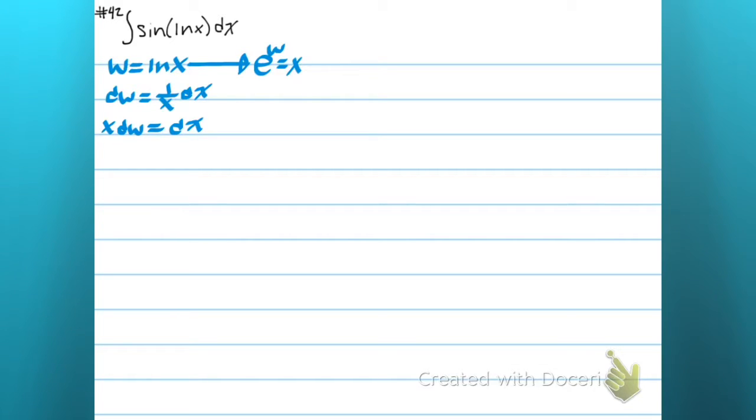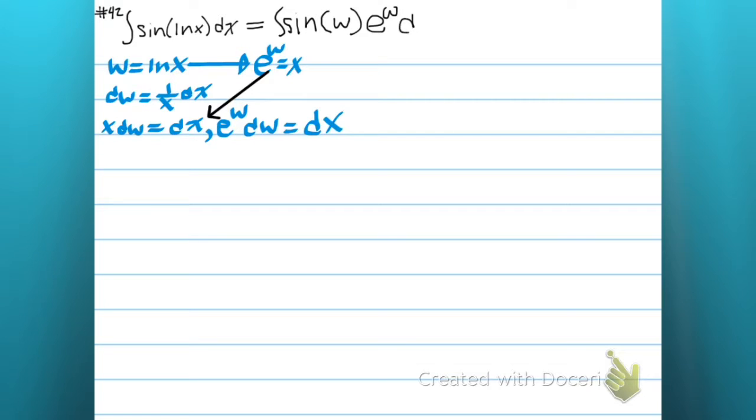What's next? E to the natural log of x? That's just x. We're going to see that in a minute. Then I'm going to take that and stick it in there. Why? Because I'm trying to get the expression entirely in terms of dub. So now that we have all of our dub sub complete, we put it in. So that's going to be the integral of the sine of dub, e to the dub, d dub.